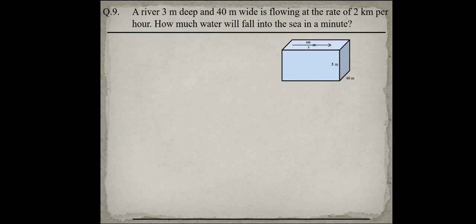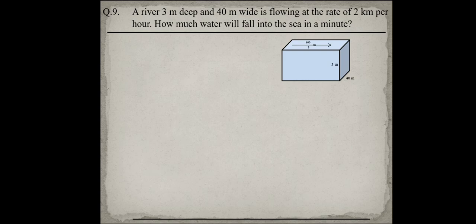See, this is a cuboidal shape. It means this is like the shape of a river, because I think everyone has seen a river. There is depth, there is width of the river, and there is the length of that river. Length of the river means the flow of water. That flow of water is the speed of water. Now here, see this 3 meter, this is the height. 40 meter, this is the width of that river, and the water flow rate is 2 km per hour.